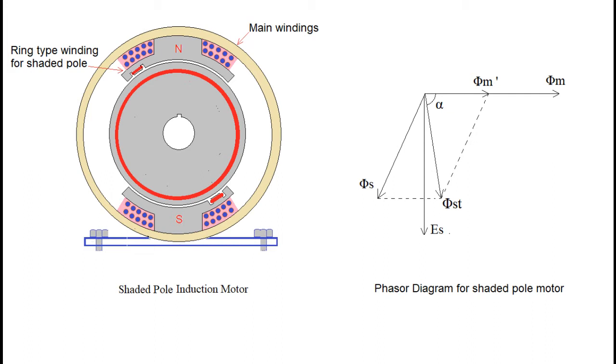If we add these two fluxes of shaded portion, then we can see from phasor diagram that resultant flux in shaded portion lags behind the flux in non-shaded portion of pole flux. This total flux is symbolized as phi st. Now two fluxes are acting on rotor cage: that portion of main flux after deducting shaded portion, and second is the total flux in shaded portion of pole.